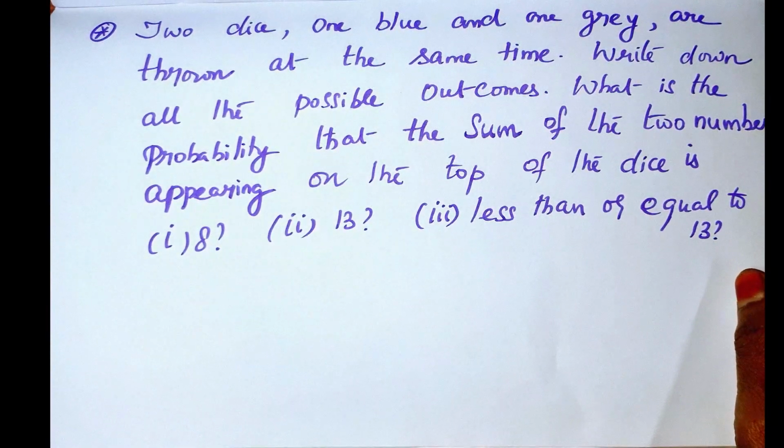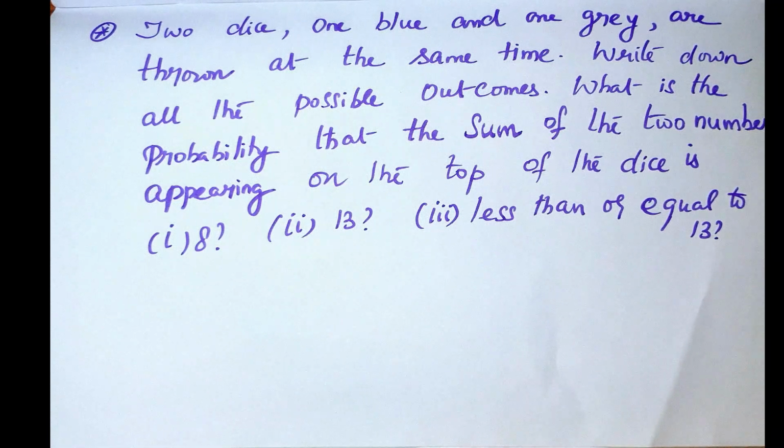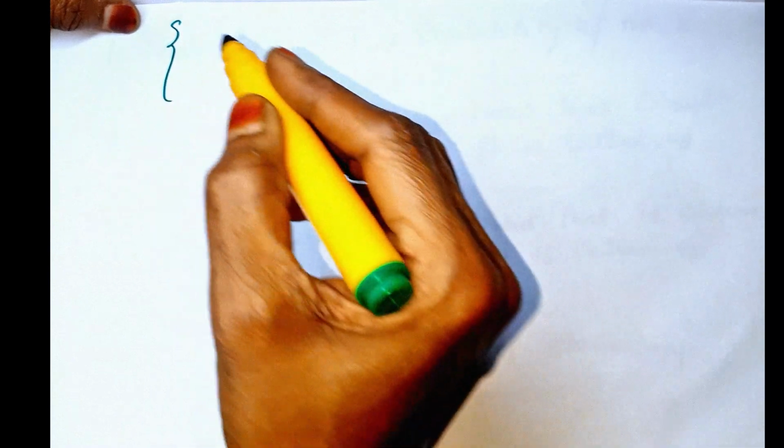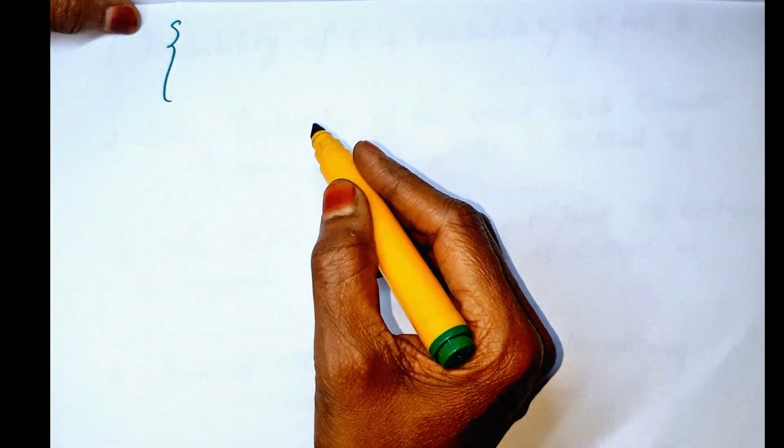Two dice, one is blue in color, the other one is gray in color, are thrown at the same time. Write down all the possible outcomes and we have to find the probability that the sum of the two numbers appearing on the top of the dice is 8, 13, and less than or equal to 13. First we have to write what are the outcomes when we throw two dice. Now you tell me what are the possible outcomes in throwing two dice.